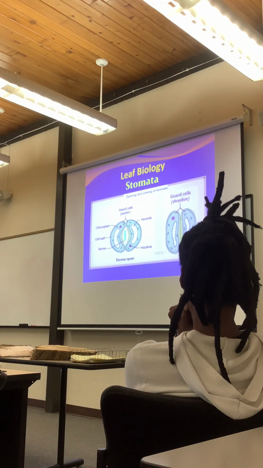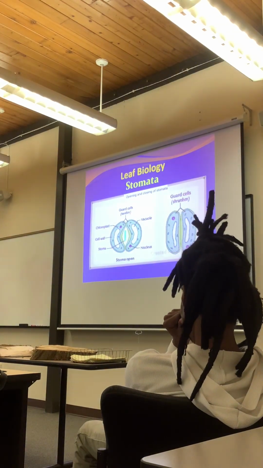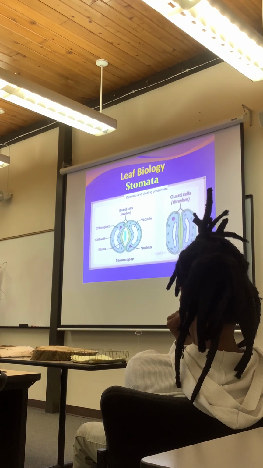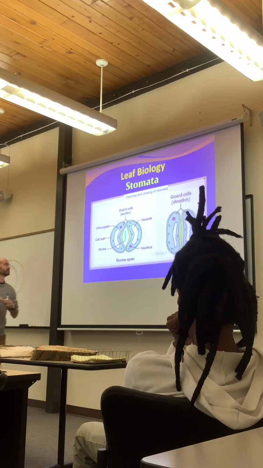So when stomata are open, water can escape, right? When stomata are closed, water can't leave, carbon dioxide can't enter. And so, in these guard cells, that vacuole, again, misrepresented here as smaller than it is, is really like 90% of the internal structure of the cell.